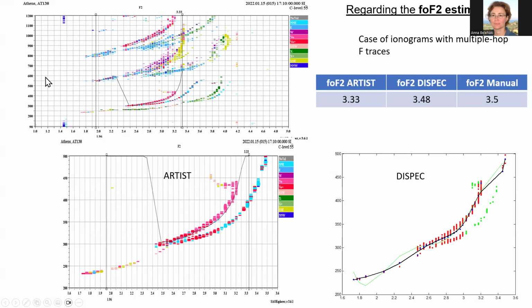DISPEC just ignores the second reflection and starts the trace from the lower height below 250 kilometers and then continues correctly up to the foF2.